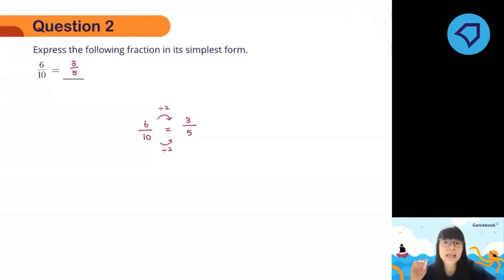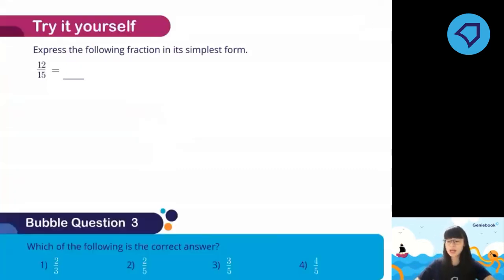Yes, Phoebe, that is correct. In your 3 timetable, you do not have 5. So 5 cannot be divided by 3. Okay, let's try. You're asking for the bubble question already.